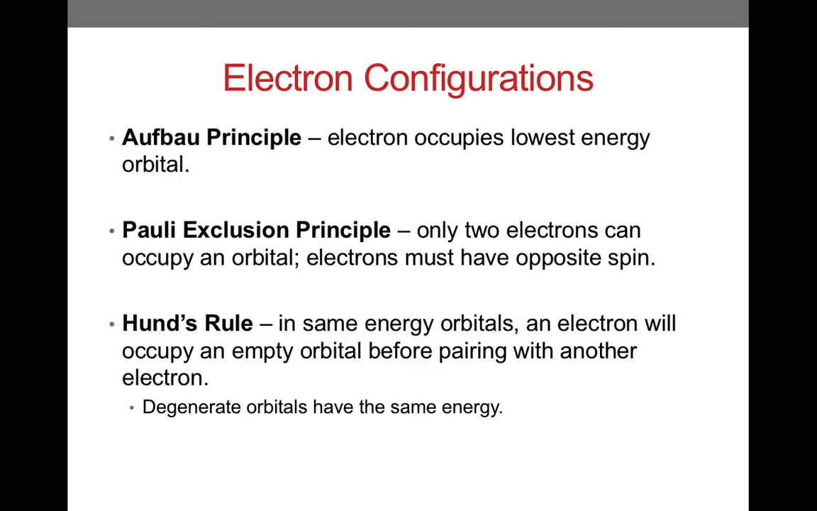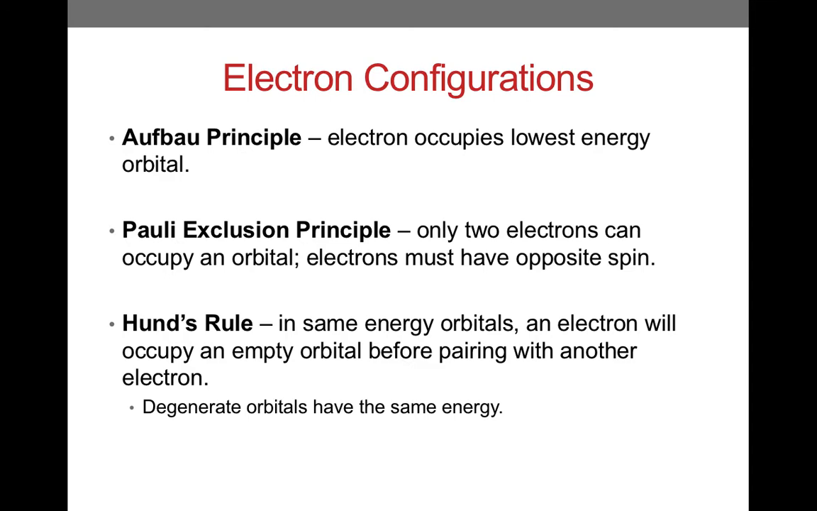Electron configurations can tell us about the reactivity of elements. The Aufbau principle says that an electron occupies the lowest energy orbital. The Pauli exclusion principle says that only 2 electrons can occupy an orbital, and those 2 electrons must have opposite spin. Hund's rule states that in same energy orbitals, an electron will occupy an empty orbital before pairing with another electron. This is also referred to as the degenerate orbital rule.